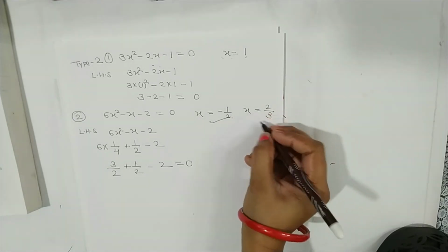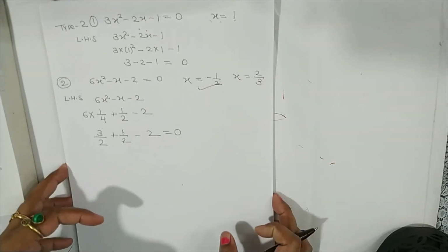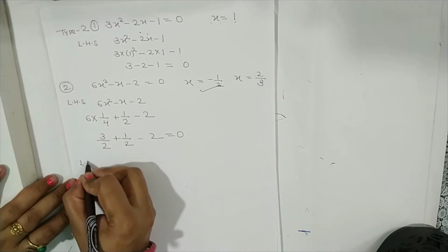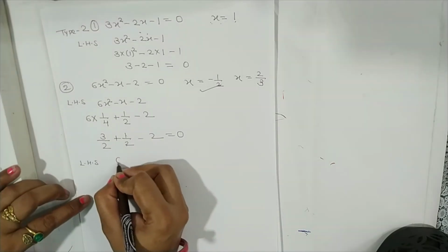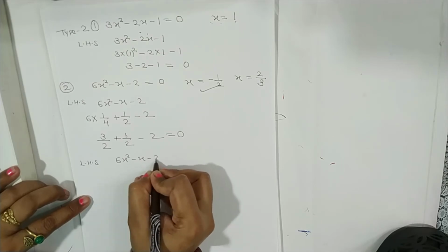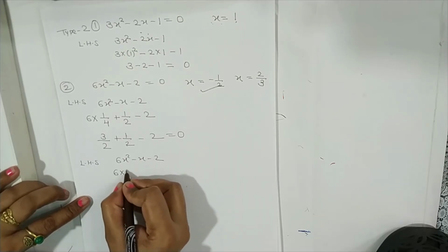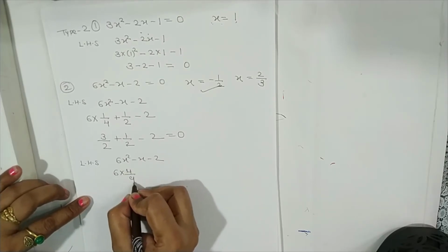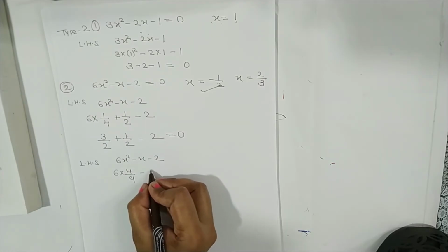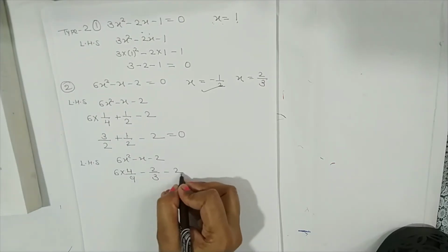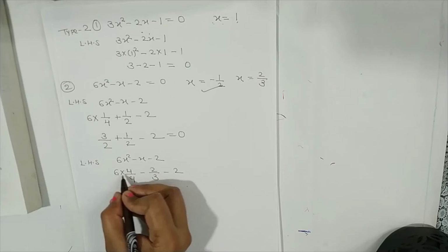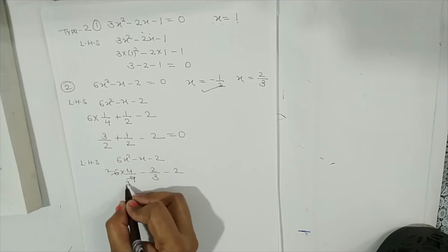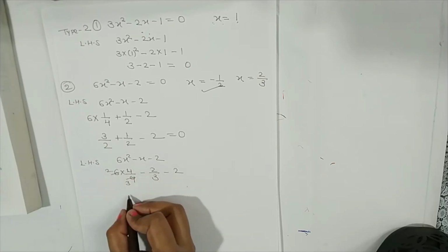Now we have to check x is equal to 2 by 3. So again, left hand side 6x square minus x minus 2. So 6 into 4 upon 9, then minus 2 upon 3 minus 2. So it will be 3 2s are 6, 3 3s are 9. Okay, so 4 2s are 8.